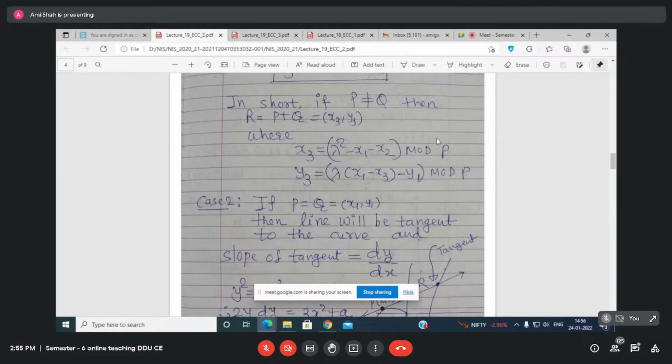Here you have to write mod p because, as all of you know, in modular arithmetic the result must be in the range of mod p. So write down this formula, everyone. You have to remember this. I will give you some time. Write down this formula.